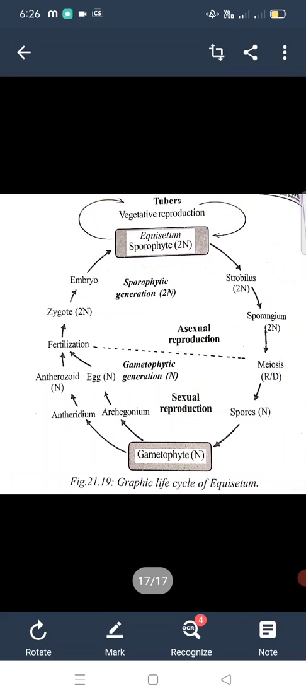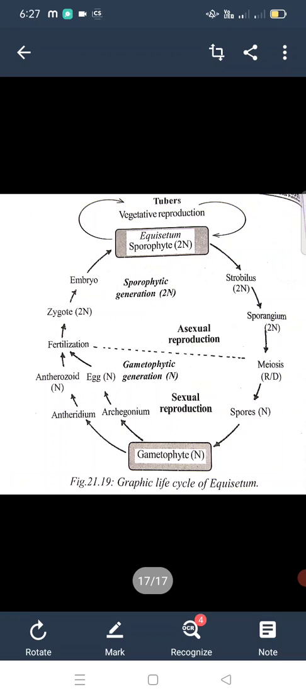The strobilus, or fertile portion of the aerial shoot, has a 2n number of chromosomes. This strobilus produces sporangia, which have a 2n number of chromosomes. These sporangia undergo meiotic division, or reduction division, to form haploid spores. These haploid spores germinate into the gametophyte. It has an n number of chromosomes. So from the meiotic division it undergoes sexual reproduction.